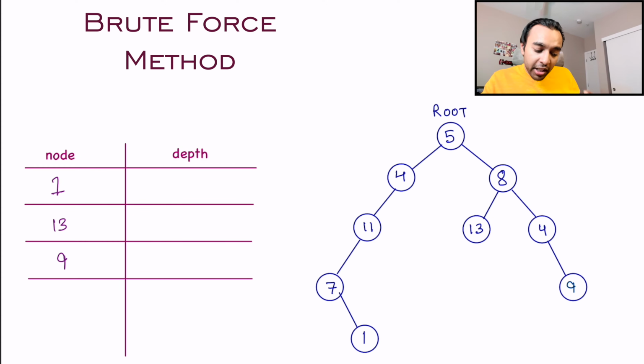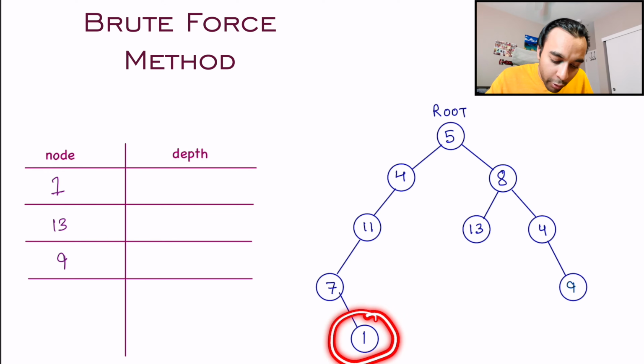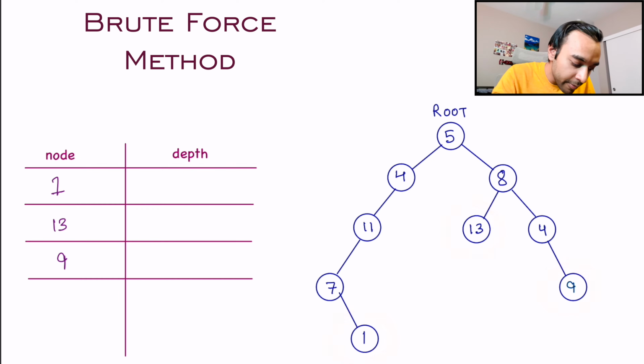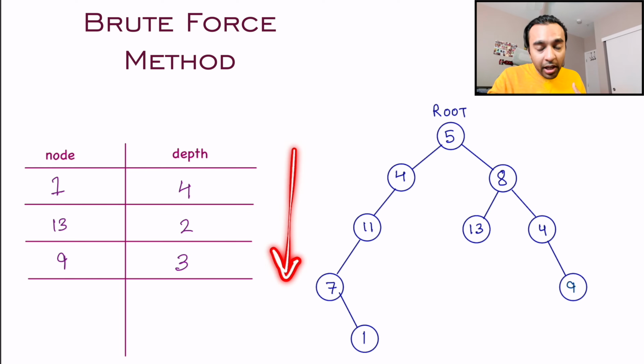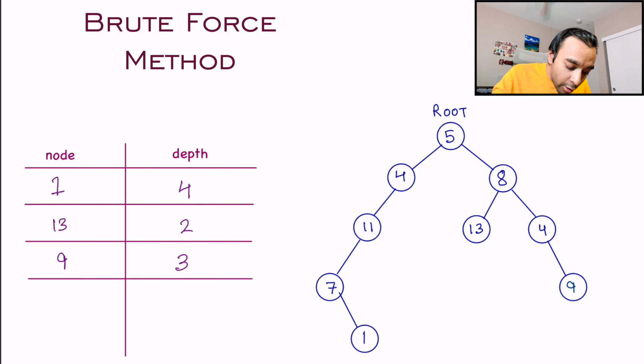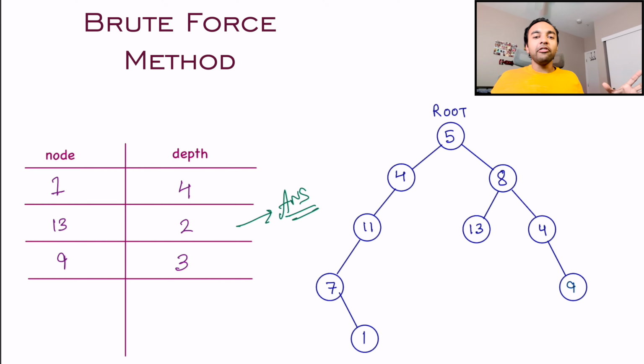And then for each of these nodes, I can calculate their depths or levels. So I know that node 1 is at level 4, node 13 is at level 2 and node 9 is at level 3, right? Once you are done with your table, all you need to do is look at the minimum depth and this will be your answer, right? And this approach is perfectly fine. It will give you a correct answer every time.